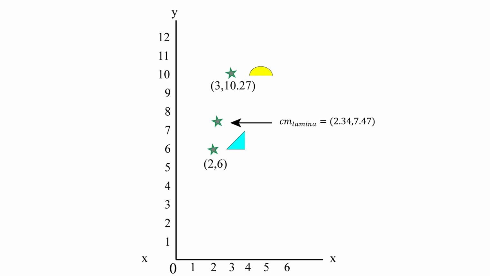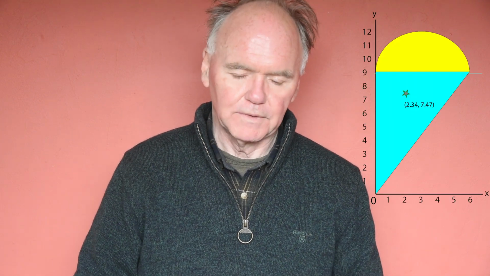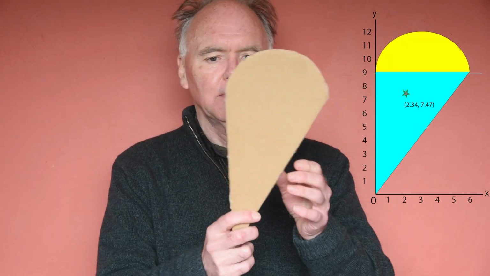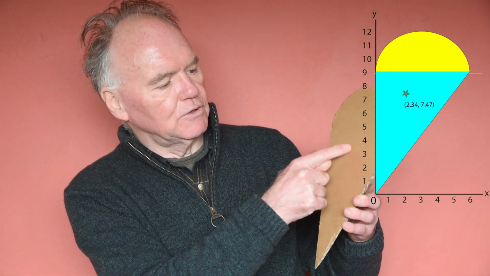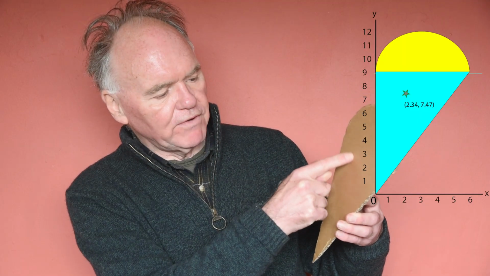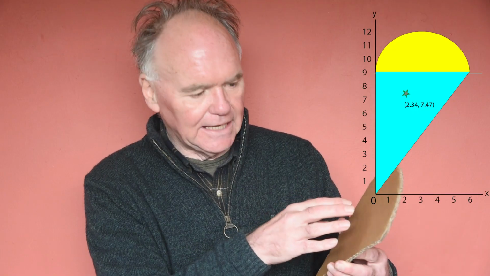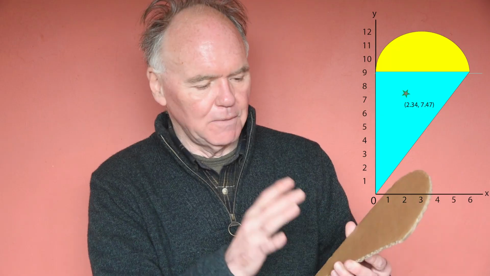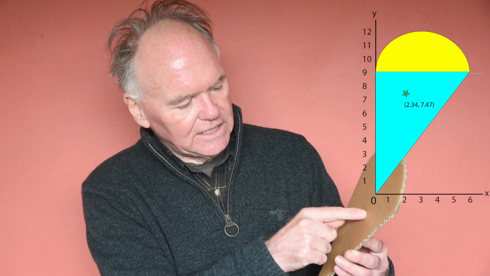And as you can see, they're right on the line joining the two centers of mass of our two separate shapes. Now, the center of mass of our lamina is 2.34, 7.47. I should have got the shape here. And that means the center of mass is round about here. So if I put my finger round about here, now remember, this isn't of uniform density, and the dimensions might not be exactly 9 and 6. But I should get a center of mass round about here.